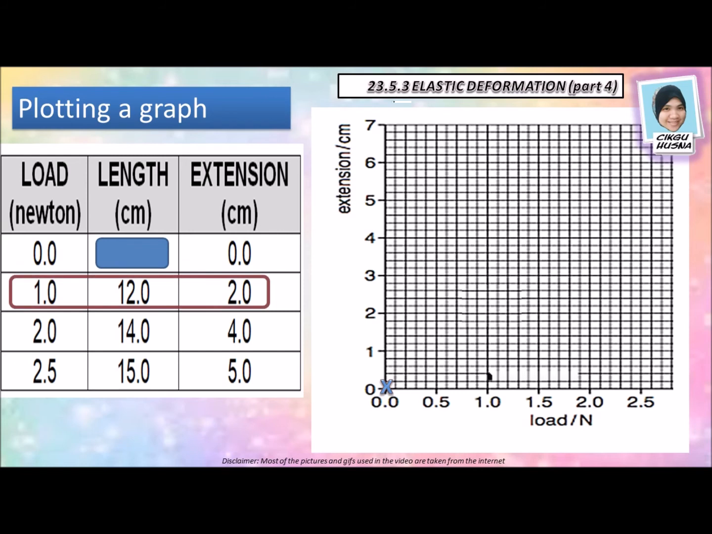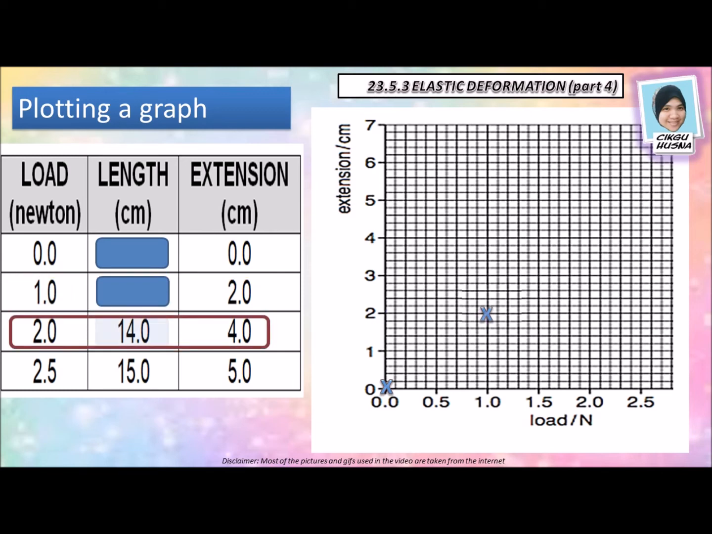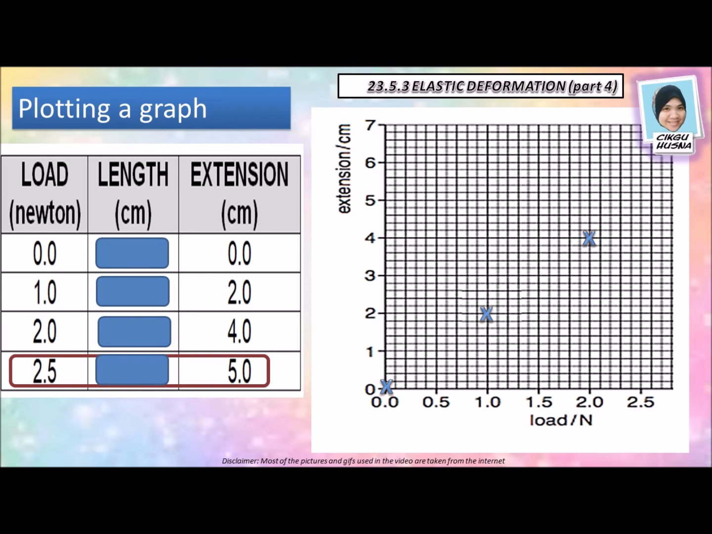And then going to the second row here, ignoring the length, 1 Newton, 2 centimeter. So we go here 1 Newton, and then we go here 2 centimeter. So we plot another point. So that is for the second row. For the third row, 2 Newton, 4 centimeter. So we go to 2 Newton here, and then we go to 4 centimeter. Then we plot. And the last row, 2.5 Newton, 5 centimeter. So we go to 2.5 Newton, and then we go to the 5 centimeter, and then we plot again.